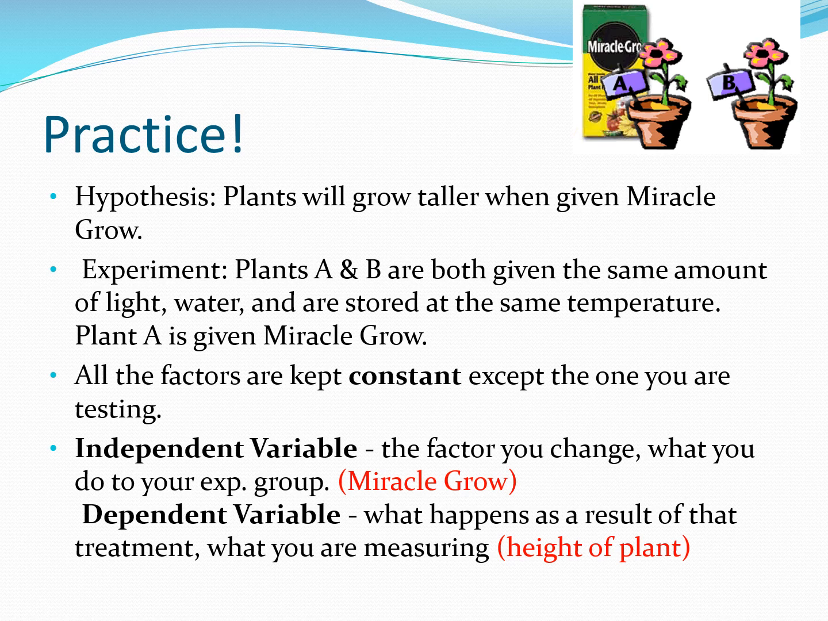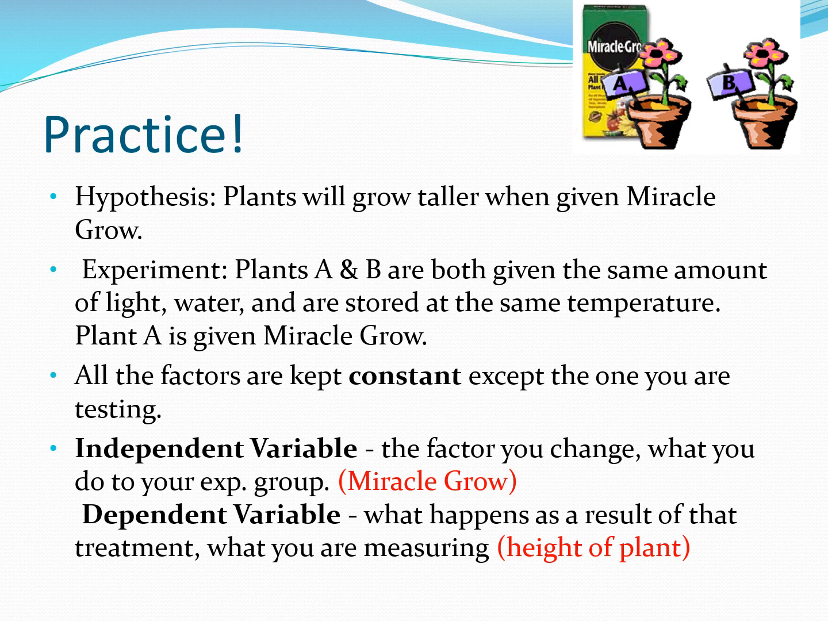Now, in this experiment, it says plants A and B are given the same amount of light, water, and are stored at the same temperature. Plant A is given Miracle-Gro. So therefore, remember, plant A would be your experimental group, while plant B is your control group. I'm not adding anything extra to plant B. I'm letting it grow like it's supposed to.